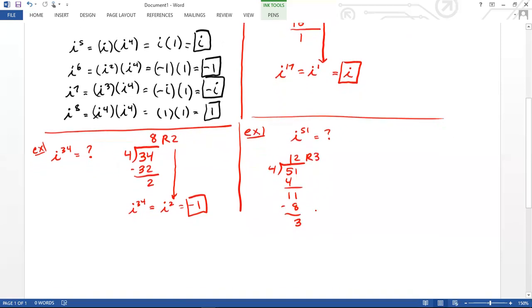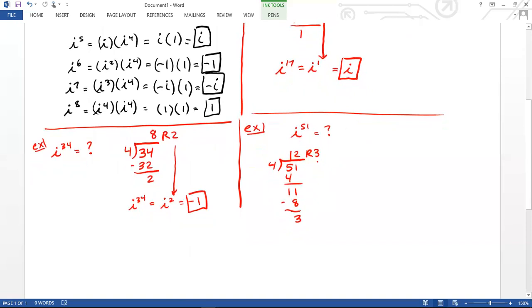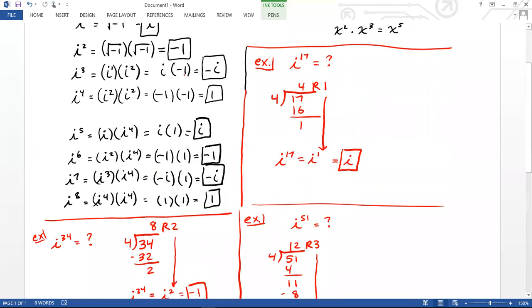So the 3 is your new exponent. Whatever the remainder is, that's your new exponent. You're always dividing by 4. So it's going to be i to the third. The original, i to the 51, is the same as i to the third. But we said i to the third is what? -i.